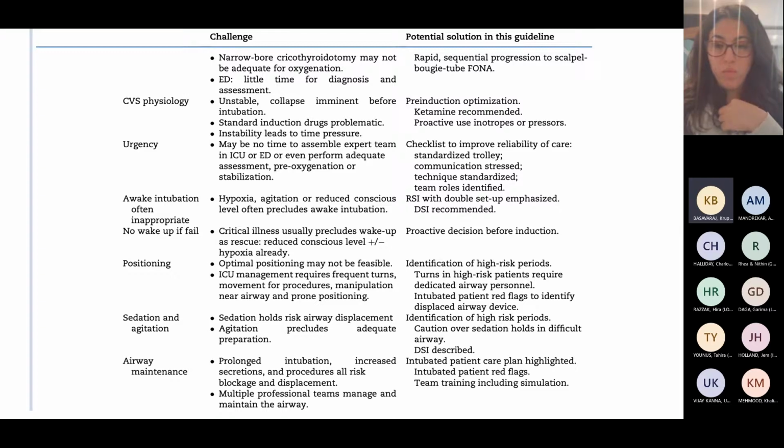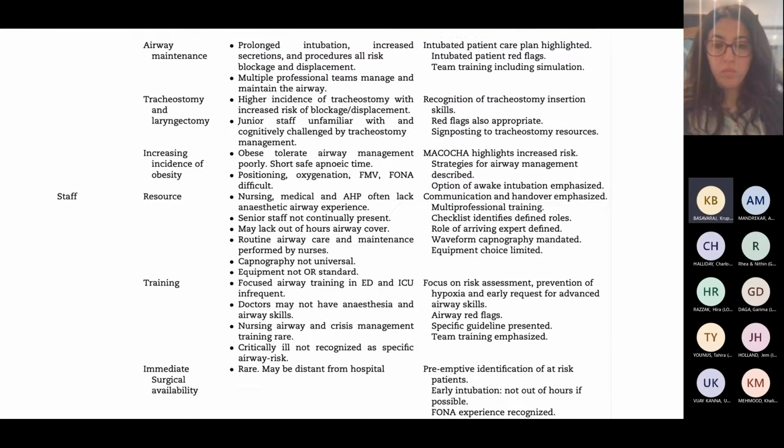Airway maintenance, again, obviously you would have planned for what you want to do afterwards. Make sure that is not kept to the last. And in terms of staffing resources, nursing, medical, and healthcare professionals often lack anesthetic airway experience. Communication with the handover emphasized. Senior staff is not always present. Many lack out of hours cover. Routine airway care and maintenance are performed by nurses, and capnography is not universal, however.